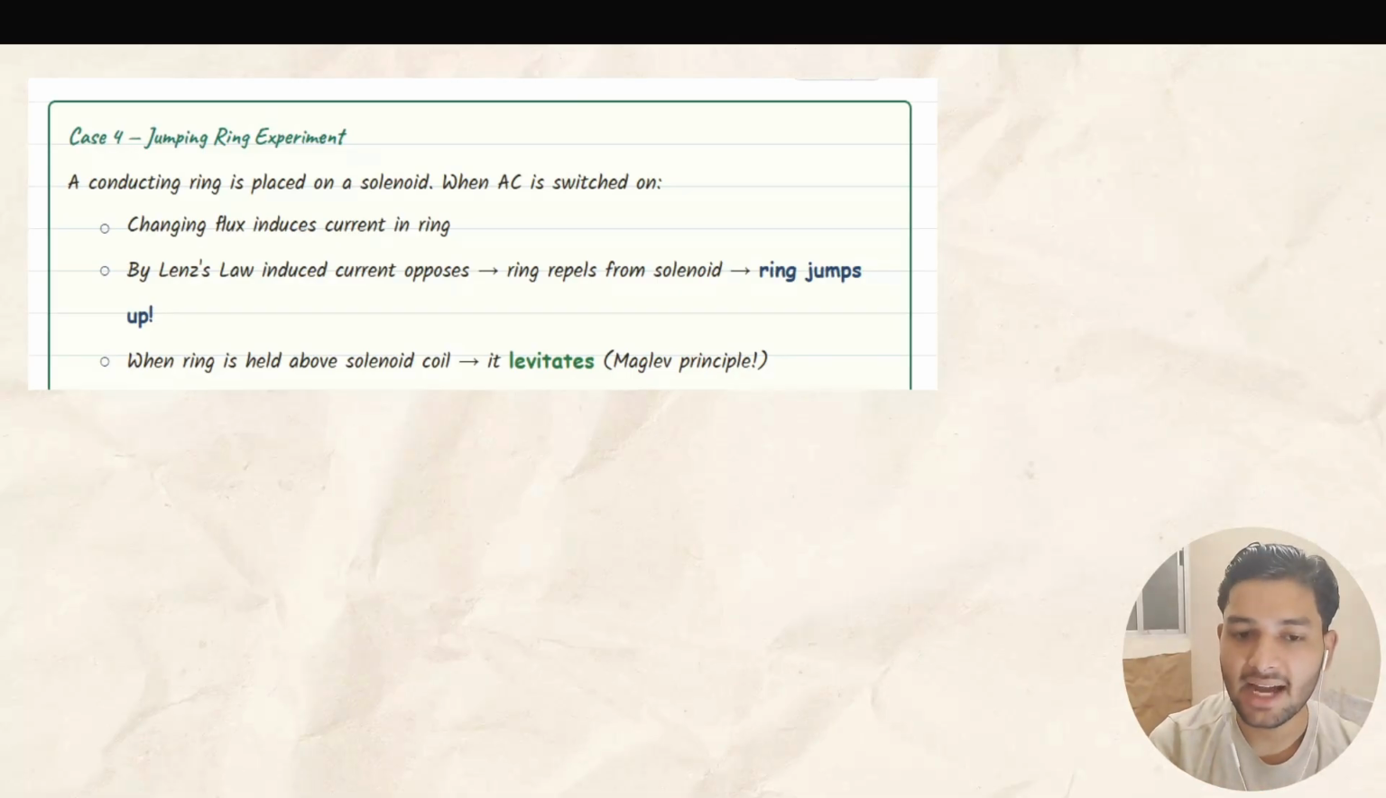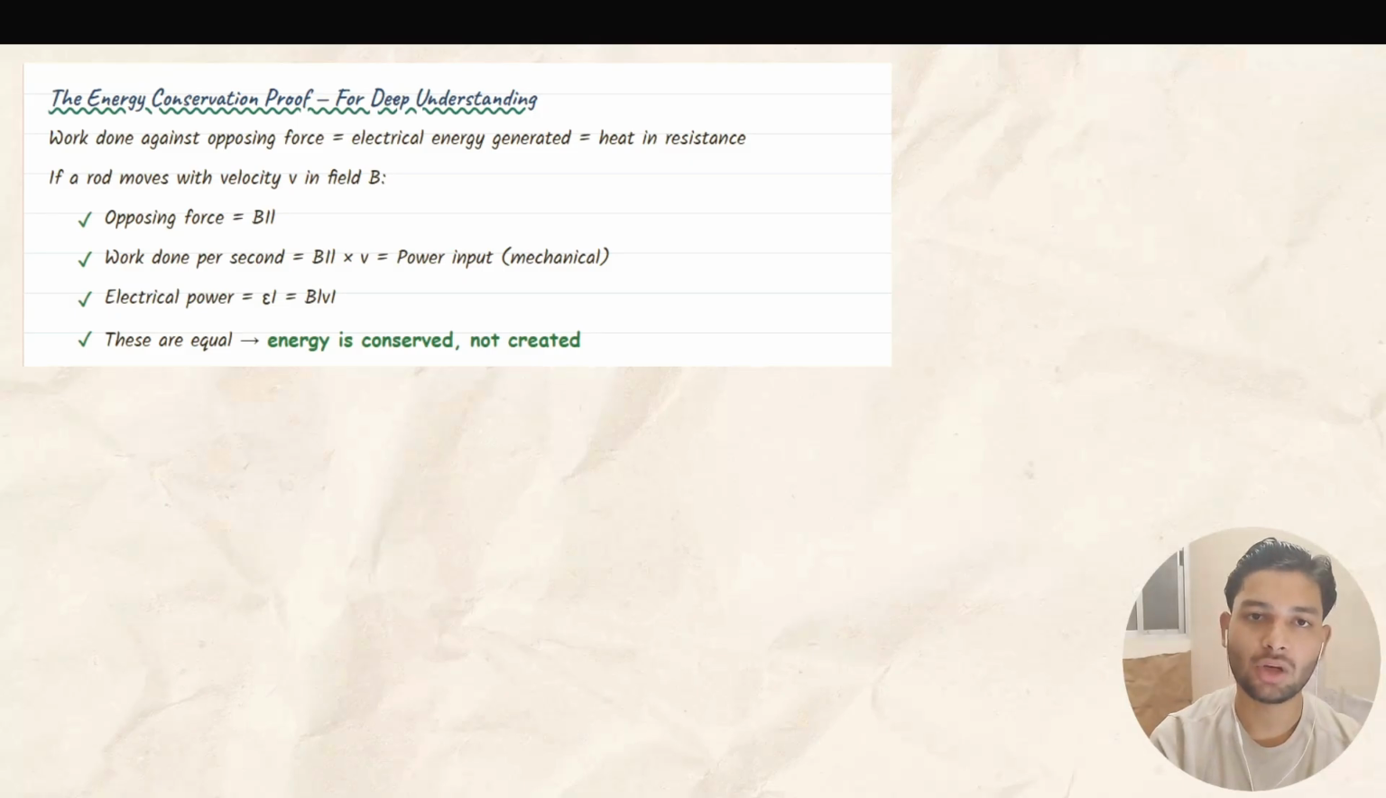By Lenz law, the induced current opposes, so the ring repels from the solenoid and the ring jumps up. It does not strike the solenoid, it just tries to escape the solenoid. When the ring is held above the solenoid coil, it levitates. This is what we call the maglev principle. So this was the last case. And I think these 4 cases are the deepest we can go into Lenz law to understand its concept practically. Okay, we're going to derive the energy conservation formula for Lenz law.